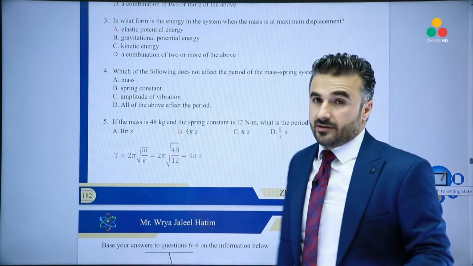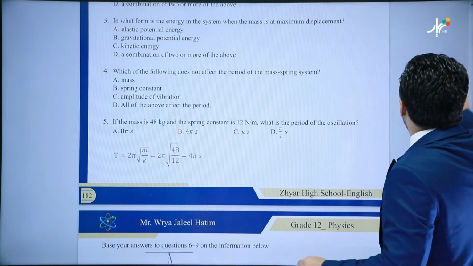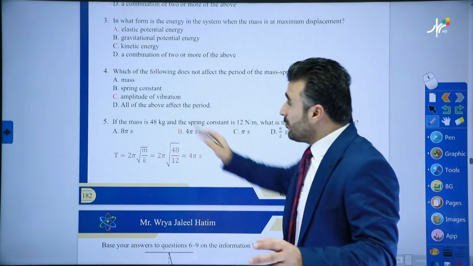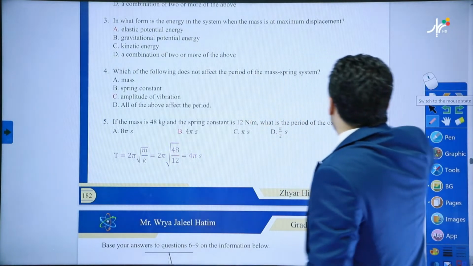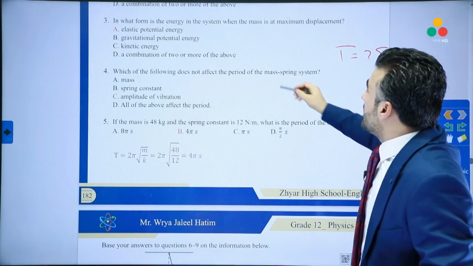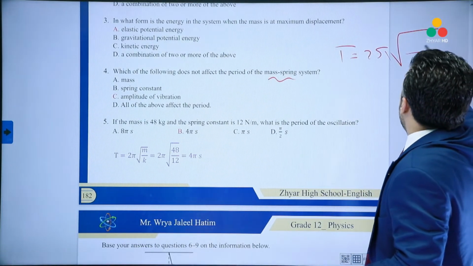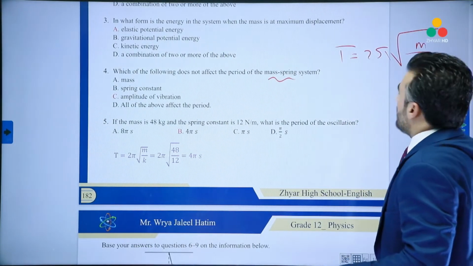Okay, the next one says, which of the following does not affect the period of the mass spring system? Now, the question is about the period, and it says which one does not affect, yeah? So, before looking at the choices, write the equation for the period for the mass spring system. So it is T equals 2 pi, the square root of mass over the spring constant.